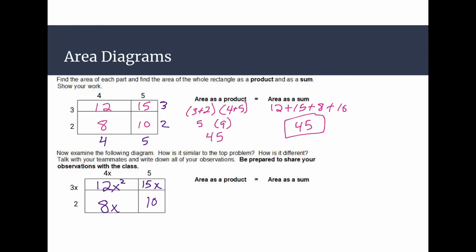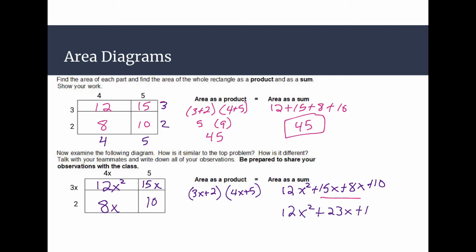So my area as a product is going to be 3x plus 2. Right? You add the sides. Then you add the top, 4x plus 5. My area as a sum, just add up all the boxes. 12x squared plus 15x plus 8x plus 10. And we actually can simplify this right here. 15x plus 8x, so we can rewrite that as 12x squared plus 23x plus 10. And don't forget, we do know that those things are equal.